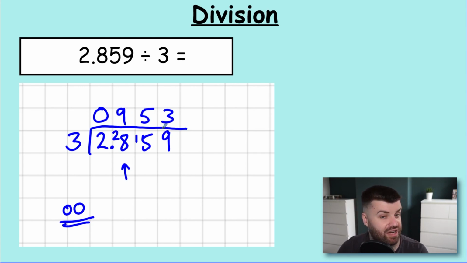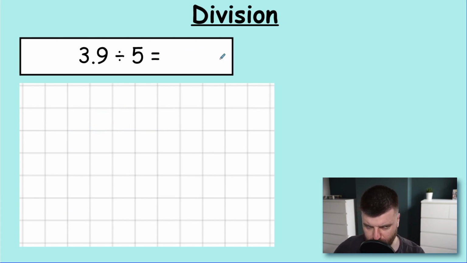So the answer here is 953, right? No, of course not, because look, the decimal was here. The decimal gets pushed up. The answer is 0.953. It's the same technique. You just have to make sure that those decimal places line up. Oh, what about this one? I'm actually going to be quiet and see what you get, and then I'll show you how to do it properly.